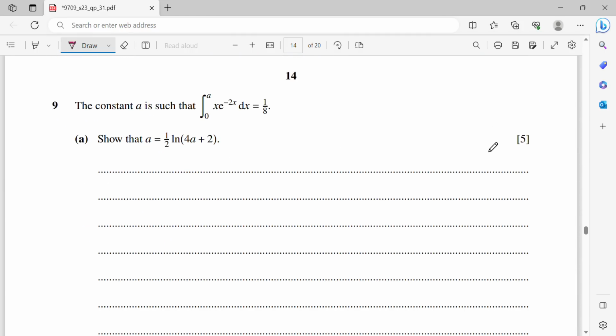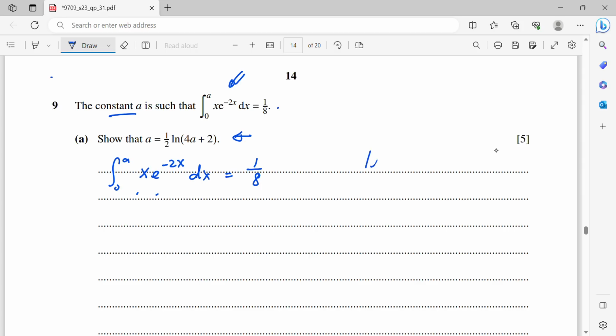Alright, so now let's move on to question number 9. The constant a is such that this integration is 1 over 8. Show that a equals to half ln 4a plus 2. So integrate 0 to a, x e minus 2x dx equals to 1 over 8. Okay, so what I need to do here is to integrate these two terms. It is going to be integration by parts.